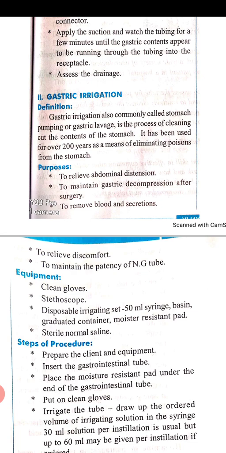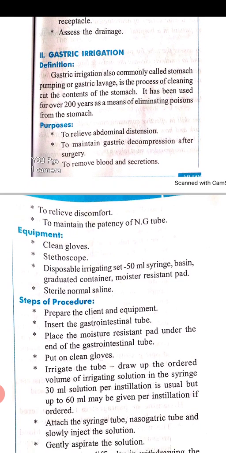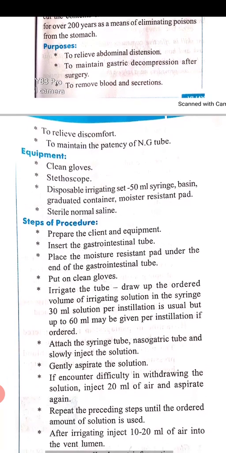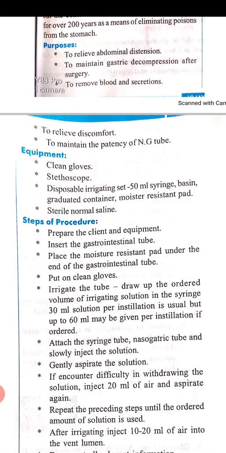It has been used for over 200 years. What is the purpose of gastric irrigation? It is helpful to relieve abdominal distension, maintain gastric decongestion, remove blood and secretion, and provide comfort. Equipment: a stethoscope, clean gloves, a 50 ml syringe, and sterile normal saline.